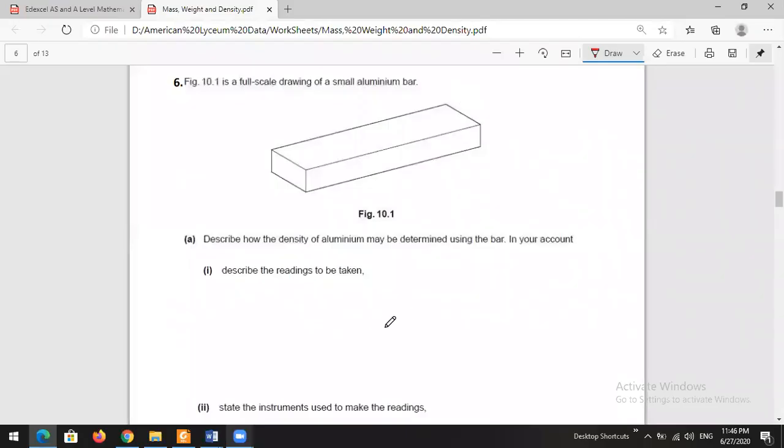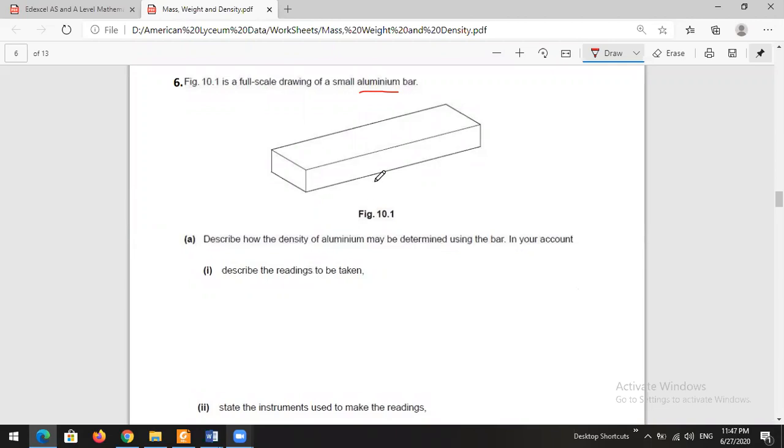Okay, now question number 6. Figure 10.1 is a full-scale drawing of a small aluminum bar. Actually, aluminum is the material by which this bar has been made. Describe how the density of the aluminum may be determined using the bar in your account, and describe the readings to be taken. So actually, density is equal to mass over volume.